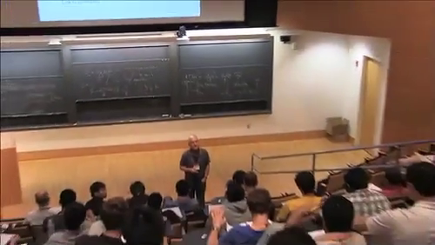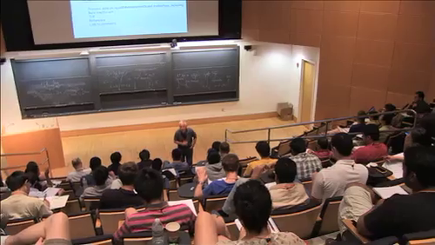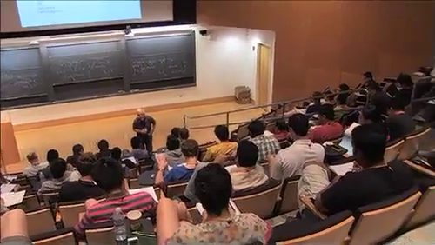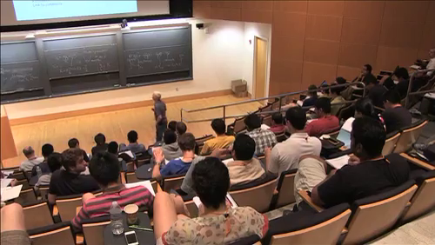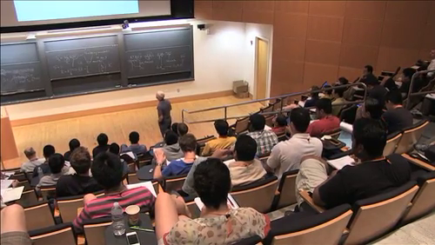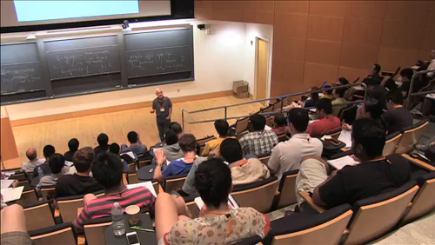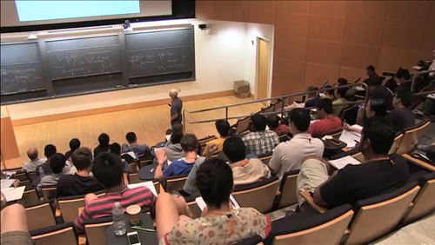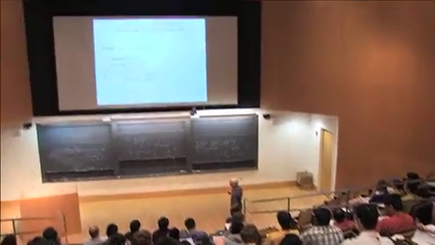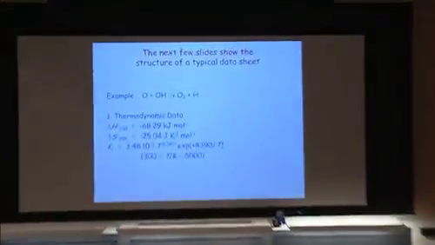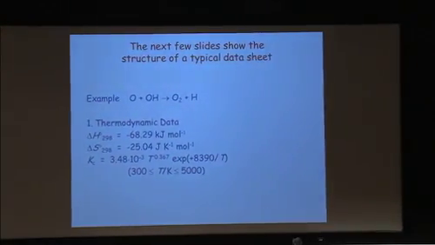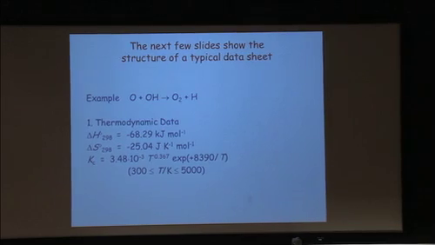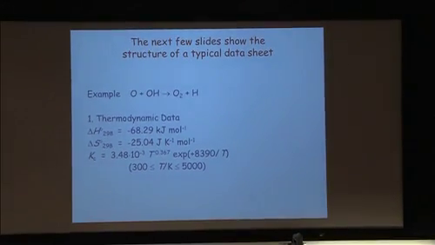Sorry, on the previous slide, there was an equation. Is that just their fit for their data? No, sorry, Kc, this is the equilibrium constant in terms of concentrations. So it's simply the equilibrium constant over this temperature range calculated from these data and the heat capacity. So that's a standard formula? That's a reasonably standard formula, yeah.